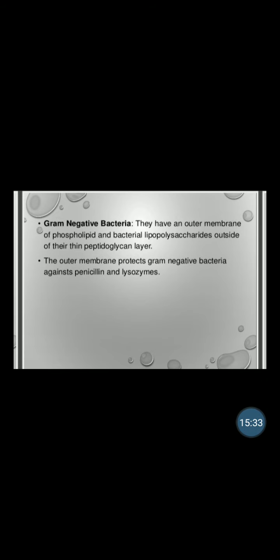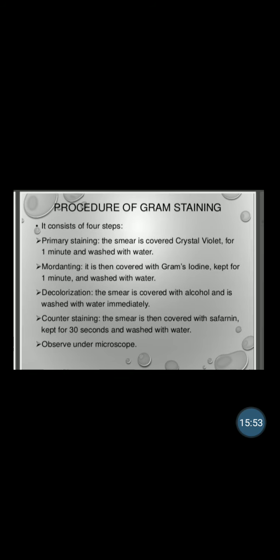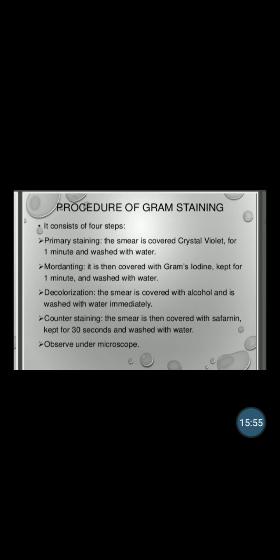Yes, gram-negative bacteria have an outer membrane of phospholipid and bacterial lipopolysaccharides outside of their thin peptidoglycan layer. And this outer membrane protects the gram-negative bacteria against what? Penicillin and lysozymes. Then we will see the procedure for gram staining.